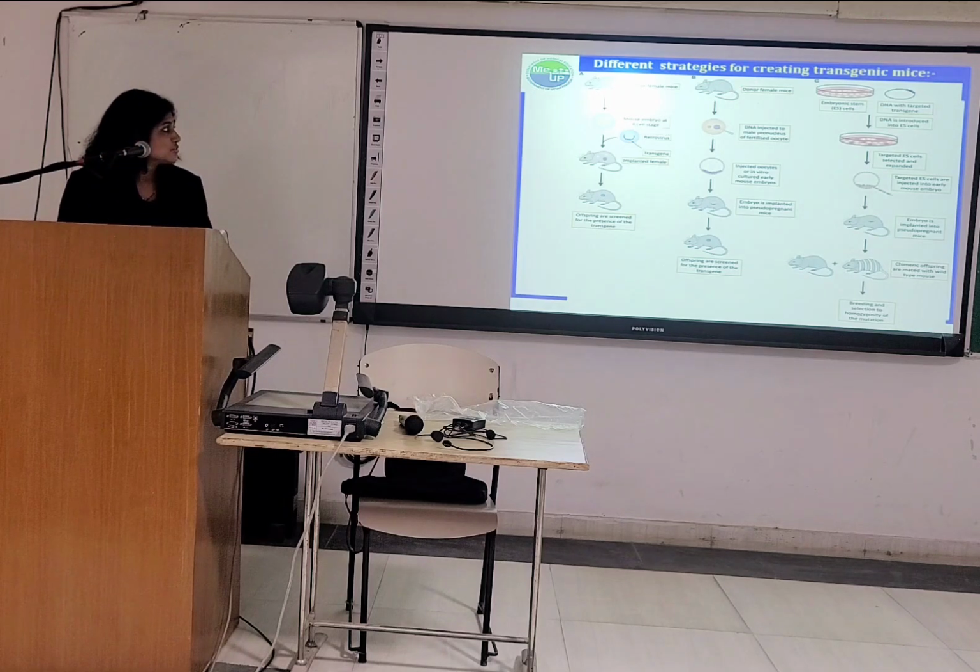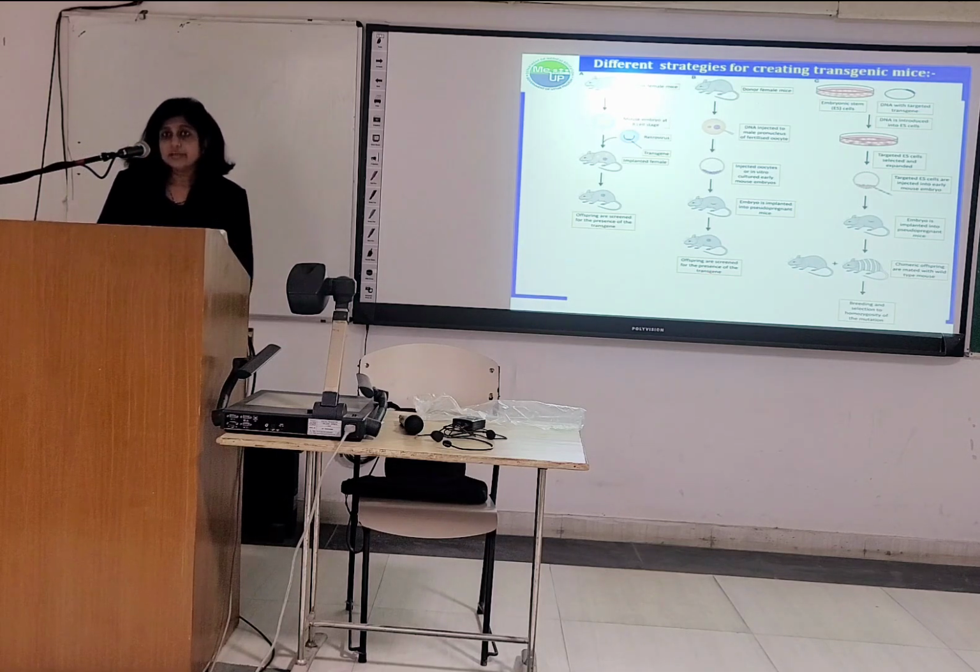In case of a standard transgene approach, the donor female mouse is taken, DNA injected into the male pronucleus of fertilized oocyte. Then they are cultured in vitro, and the early mouse embryos are implanted into the pseudo-pregnant mice, and the offspring produced are screened for the presence of transgene.